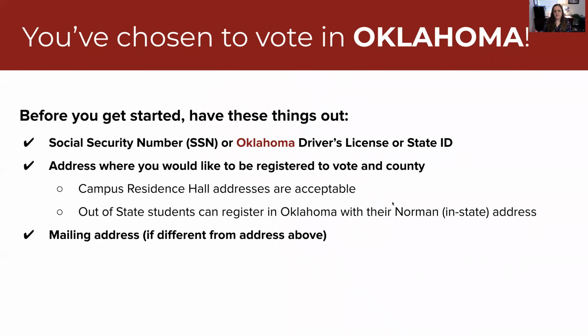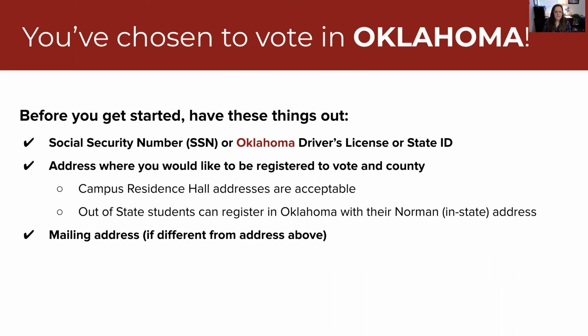So you've chosen to vote in Oklahoma. Before we get started, it's important that you have a few things on hand. To fill out the form, you're going to need either your Social Security number, the last 4 digits, or your Oklahoma or state issued ID. You'll also need the address at which you want to be registered. For OU students, that can include a campus residence hall address, and out-of-state students who would like to register to vote in Oklahoma can do so with their Norman address.